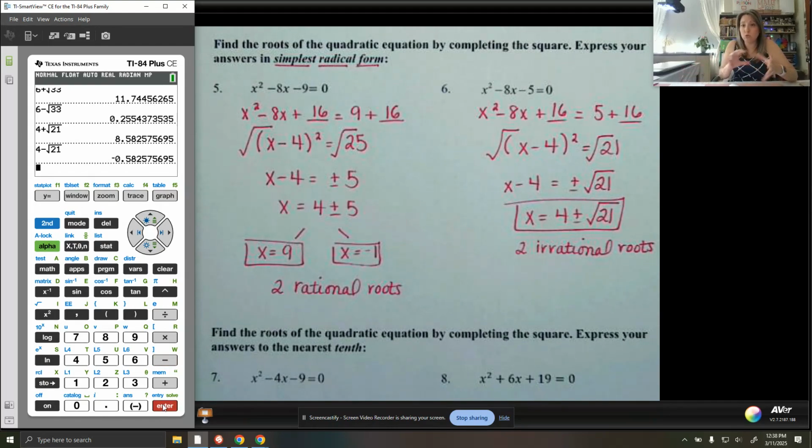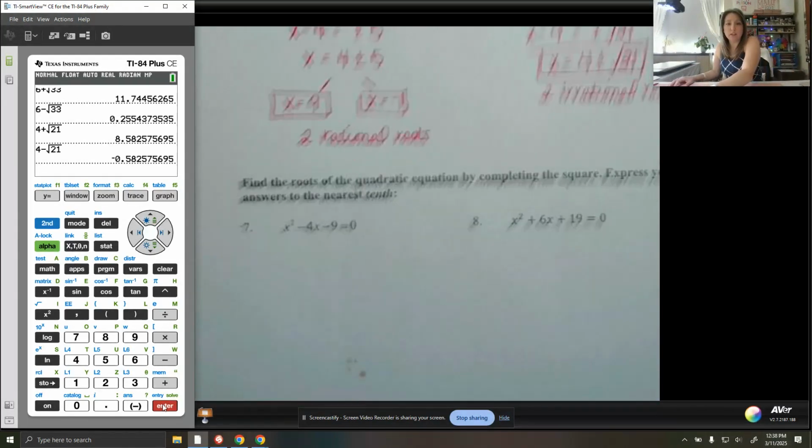So notice, non-repeating, non-terminating decimals, we do still have 2 irrational roots that, if in decimal form, we could round and get rational equivalents. But radical 21 is irrational, a non-perfect square under the radical. Let's do one more together and then have you practice on your own.